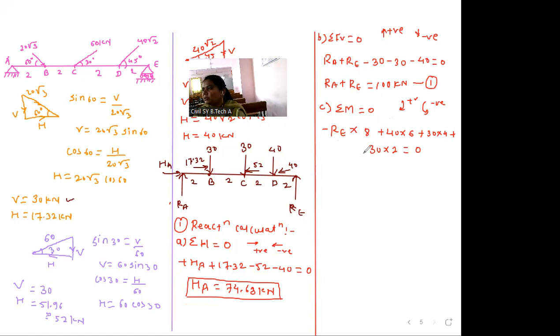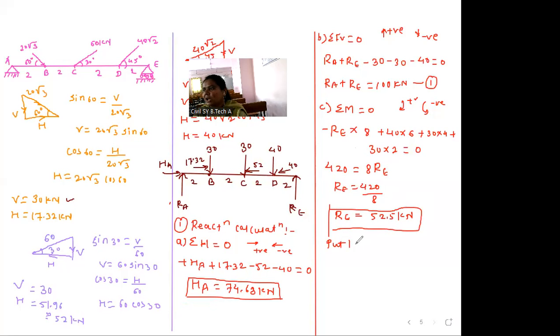12 180. 420, which is equal to 8 RE. So RE is equal to 420 divided by 8. Now you tell me, RE is equal to how much? Yes, 52.5 kilonewton. Now we will put this value of RE in equation 1.